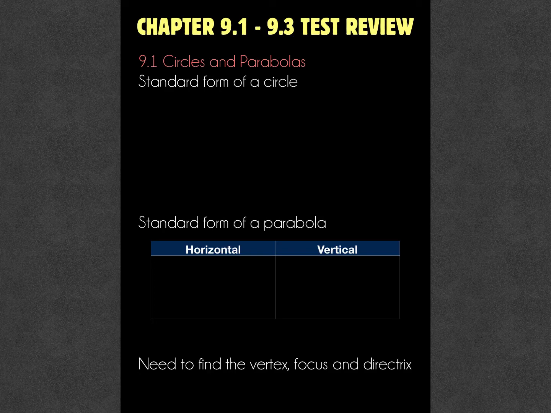Okay, so we're going to start with 9.1, which was circles and parabolas. Remember the standard form of a circle is (x minus h) squared plus (y minus k) squared equals r squared. Your center is (h, k), and your radius is r. So there were really only like 2 types of questions, well 3, that we did in this section.